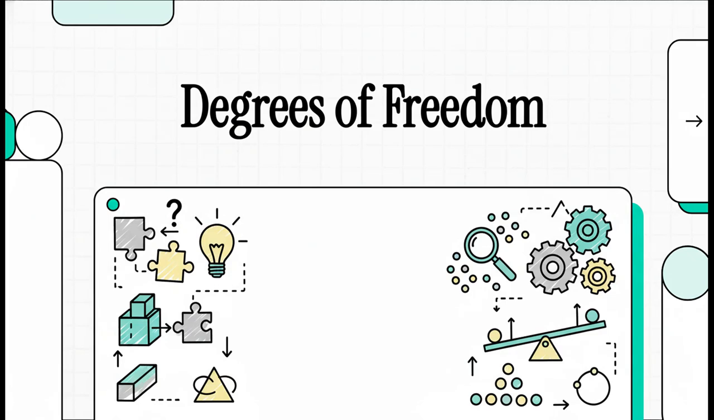All right, let's talk about something that, I'm going to be honest, trips up pretty much everyone at some point, even the pros. We're talking about degrees of freedom. And I know, it sounds super technical, right? But forget all the complex math for a second. At its core, it's actually a really simple, kind of beautiful idea about information and choice. And trust me, once you get it, you'll start seeing it everywhere.